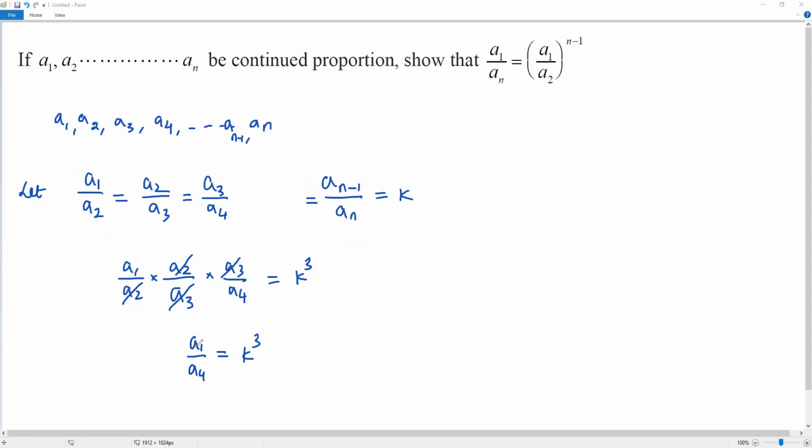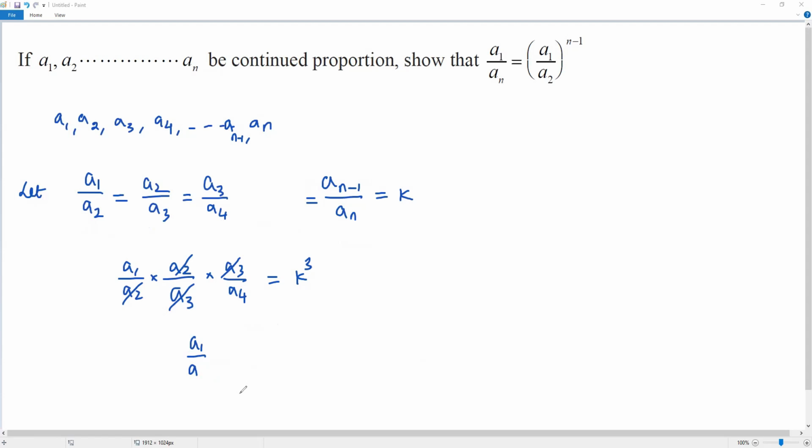Now we start from a1 in the numerator, and in the denominator we end with a4. Let's compare the number in the denominator with the exponent of k. When we have 4 over here, the exponent is 1 less than the number in the denominator. Not only for the multiplication of the first three terms, for any number of terms this result is applicable. So the exponent of k must be 1 less than the number we have in the denominator.